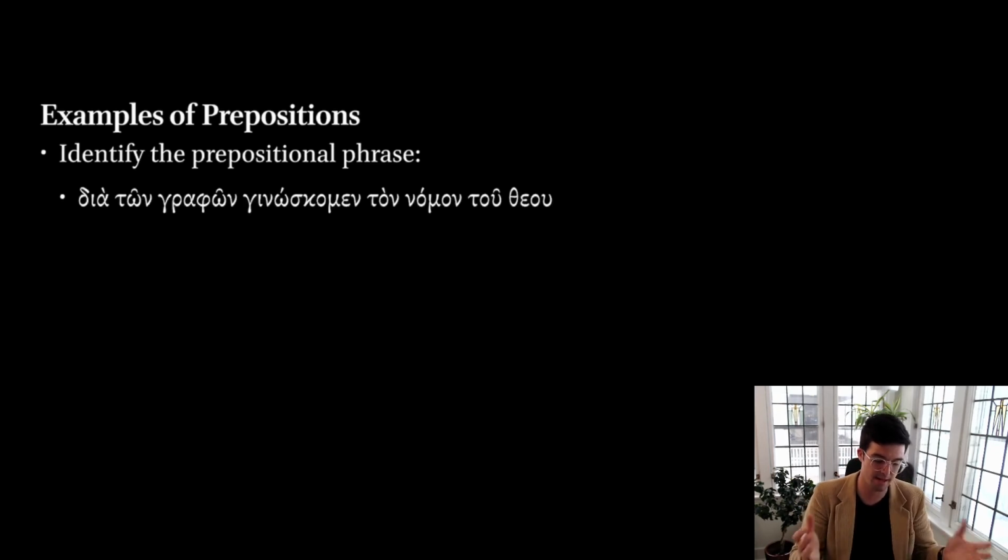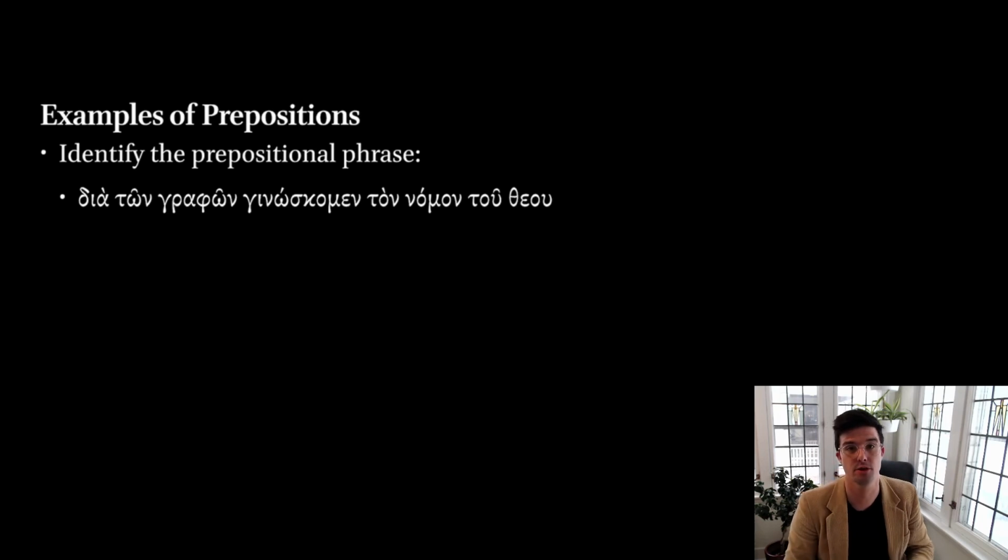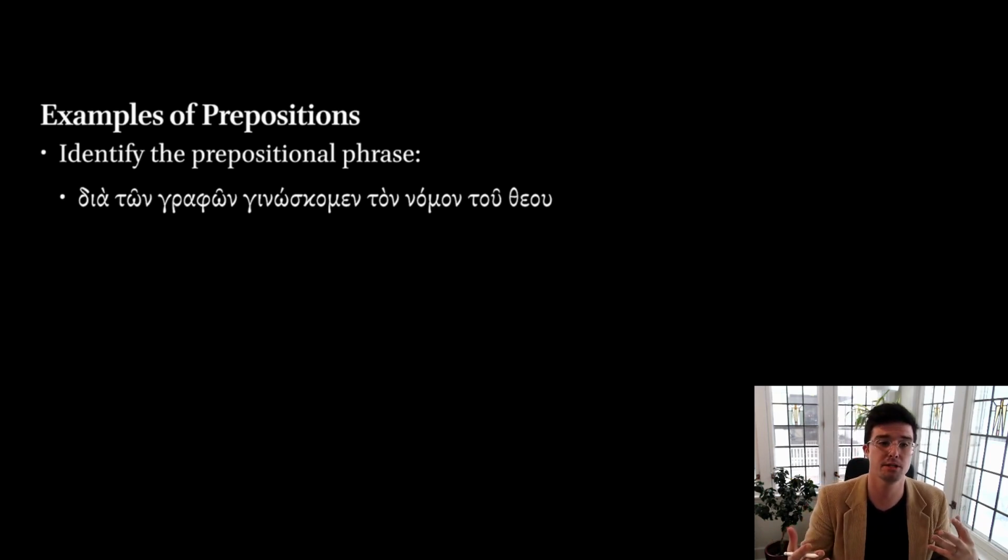So I give us two different sentences. The first one here is dia ton graphon ginoskomen ton nomon tou theou. So the first thing I want you to do is identify the prepositional phrase. You might be able to do this from your reading of Black's grammar and from the previous introduction to prepositions, but you can also do this by a process of elimination: if you look at the other words in the sentence that should be familiar to you, and their grammatical functions, you should be able to figure out what the prepositional phrase is here.